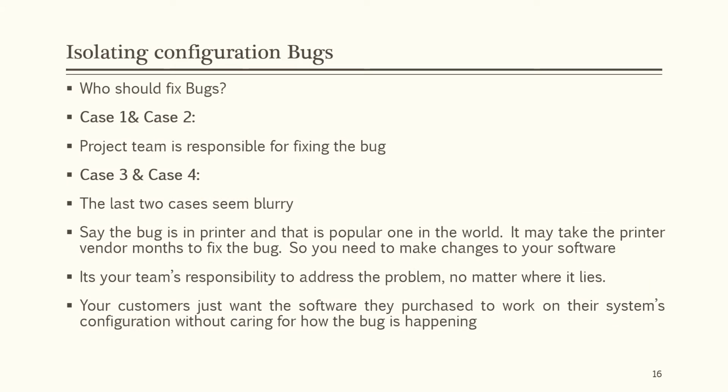Now the question is, who should fix bugs? In case 1 and case 2, the project team is responsible for fixing the bug. Case 3 and case 4 seem blurry. Say the bug is in a printer and that is a popular one in the world. It may take the printer vendor months to fix the bug, so you need to make changes to your software. It's your team's responsibility to address the problem no matter where it lies.